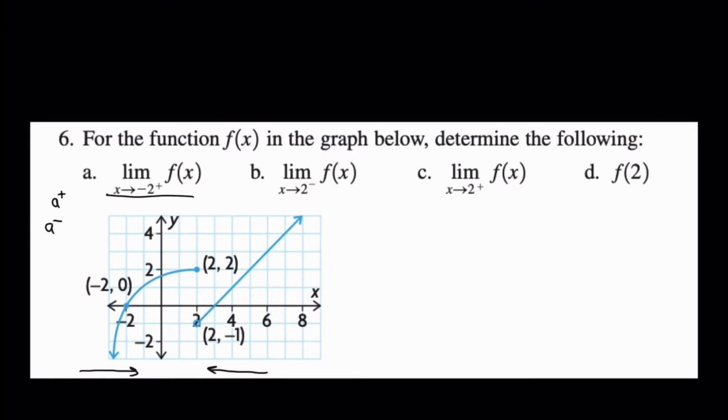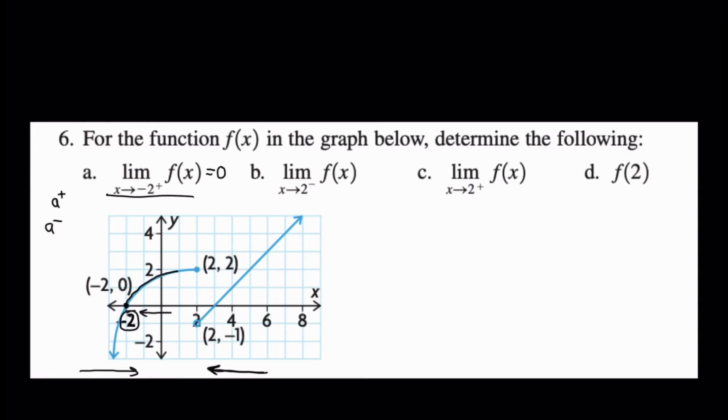Okay, here, minus 2. The first thing I do is find minus 2. It's here. Now, is it from the left or right? I'm approaching from the right side, from this side, because it's plus. So I come along the graph, I go like this, but I have to follow the graph until I get to minus 2. That means the y value that I get is 0. Just like that. Solved.